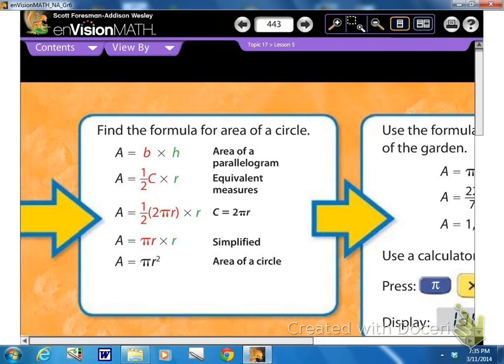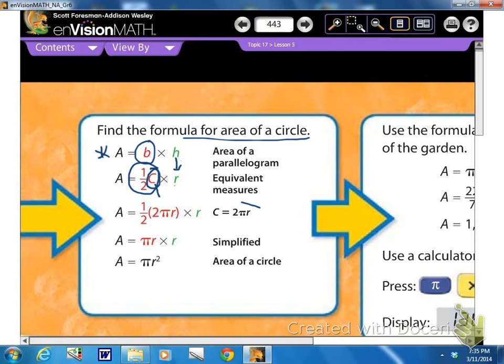On page 443 they want to show you how they found the formula for the area of a circle. So we know that here is the area of a parallelogram, base times height. Looking at the picture to the left, we said the base would be half of the circumference of a circle. So we could say area equals half of the circumference times the radius, which was the height in the picture. Then they take it a step further and break down circumference here.